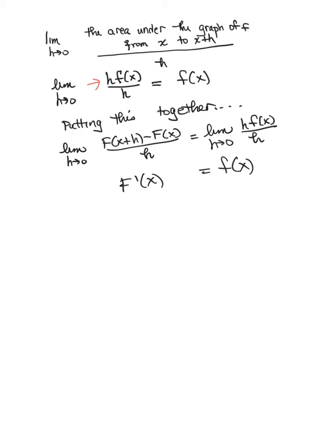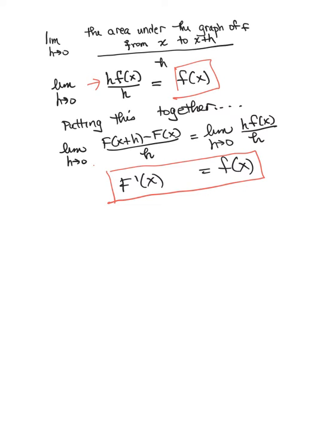Or we could also think of it this way. Since f is continuous, we could use the definition of continuity, and we get f of x. That limit is f of x. So putting it together, the limit as h approaches 0 of capital F of x plus h minus capital F of x all over h is equal to the derivative of capital F of x, which is equal to little f of x. And this is a very important result for the Fundamental Theorem of Calculus, Part 2.